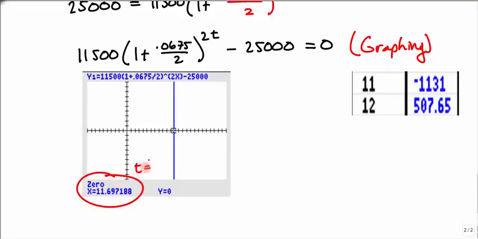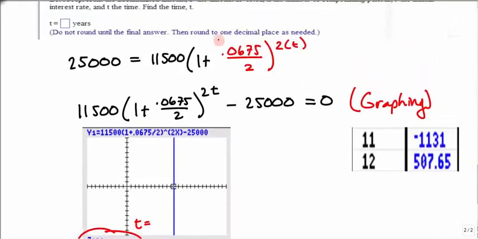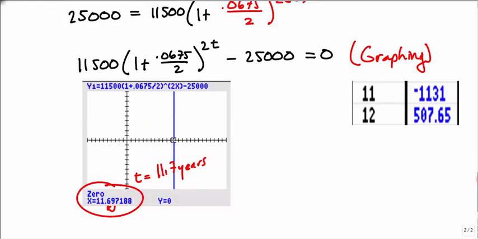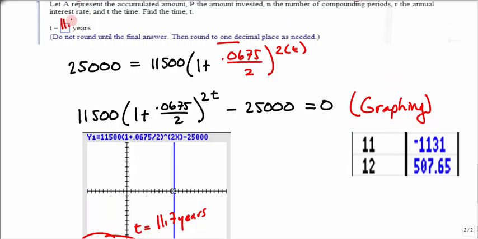So this would be t equals, now up in the directions it said round to 1 decimal place. So if I rounded this to 1 decimal place, I'd have 11.7 years because the 9 would round the 6 up. So this would be my solution that goes here, 11.7 years.